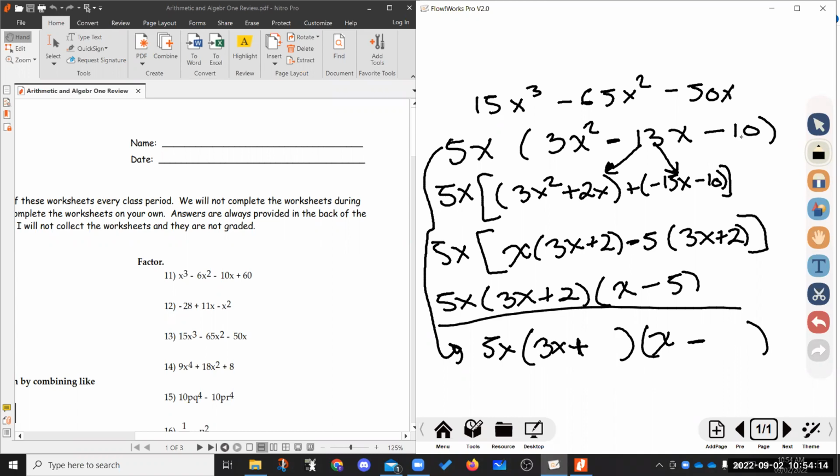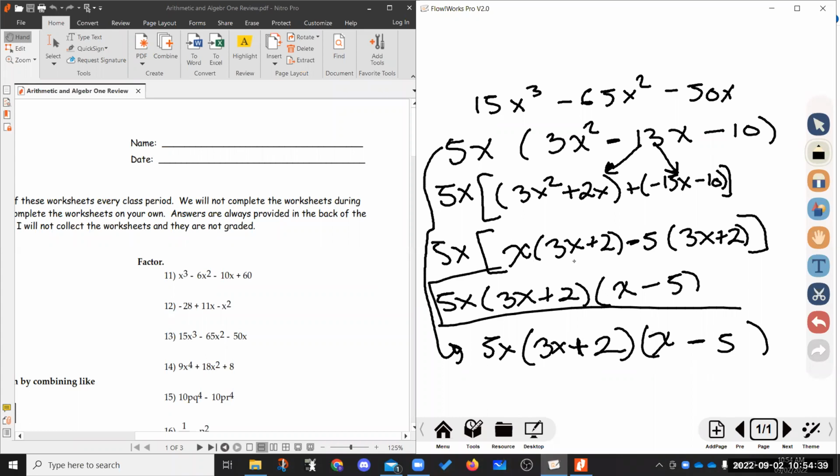Then I need factors of 10. Well, it's either 1 and 10 or 2 and 5. So we just think about it for a second, and we say 15 and 2 have a difference of 13, and I need a negative 13, so the 15 needs to be negative and the 2 needs to be positive. And I got my signs right.